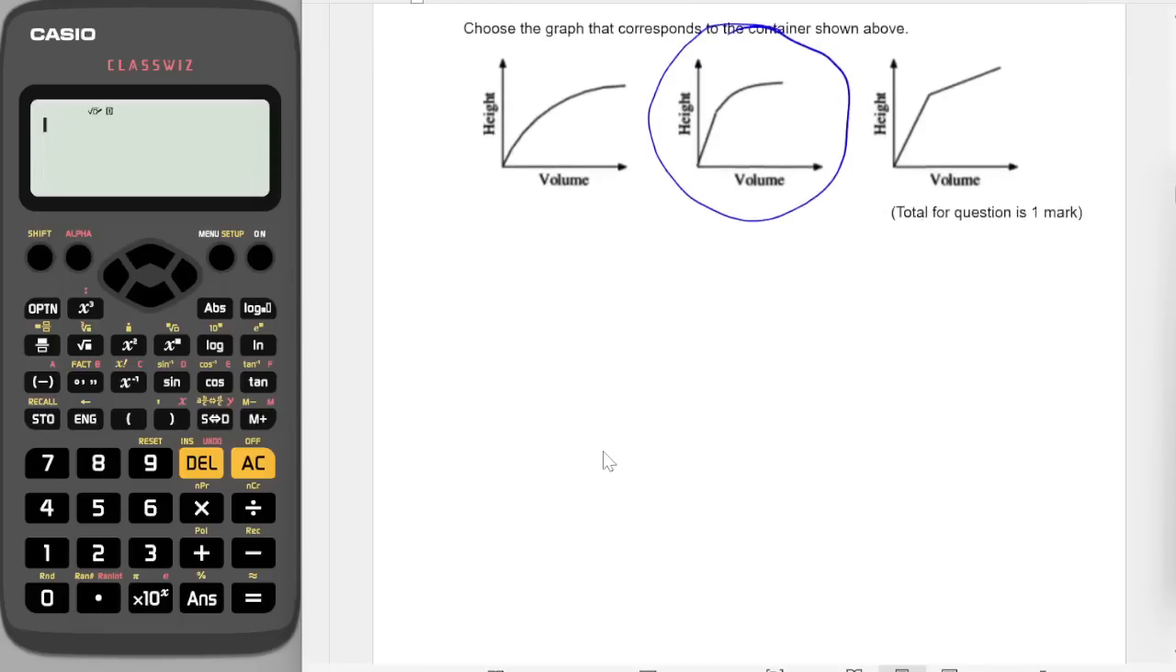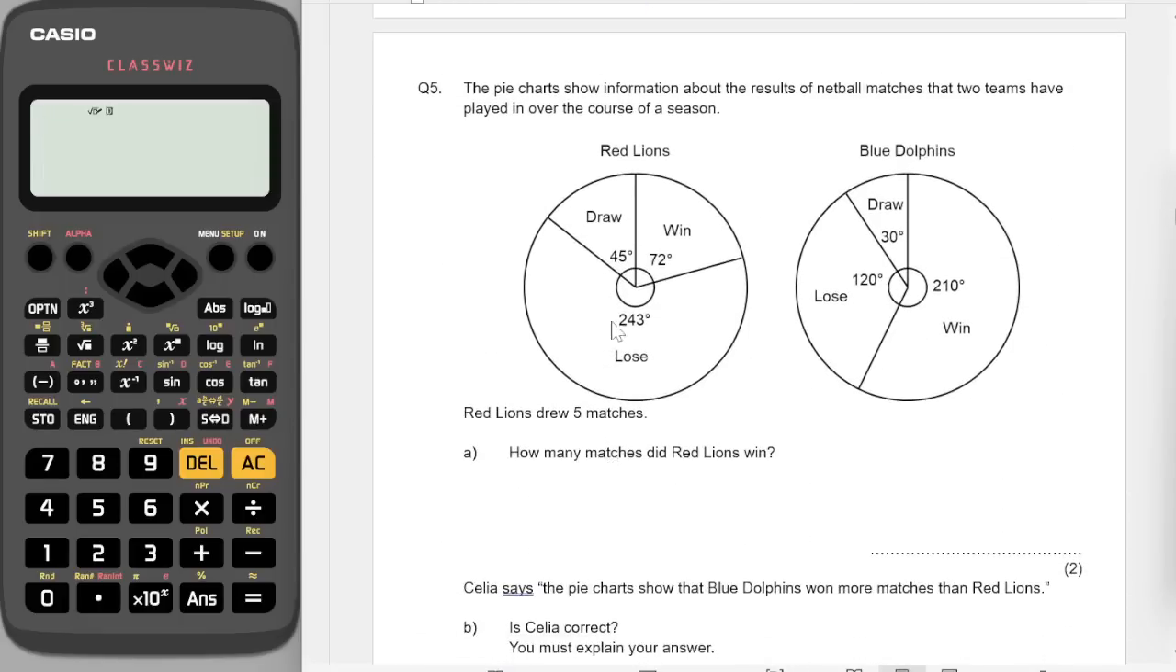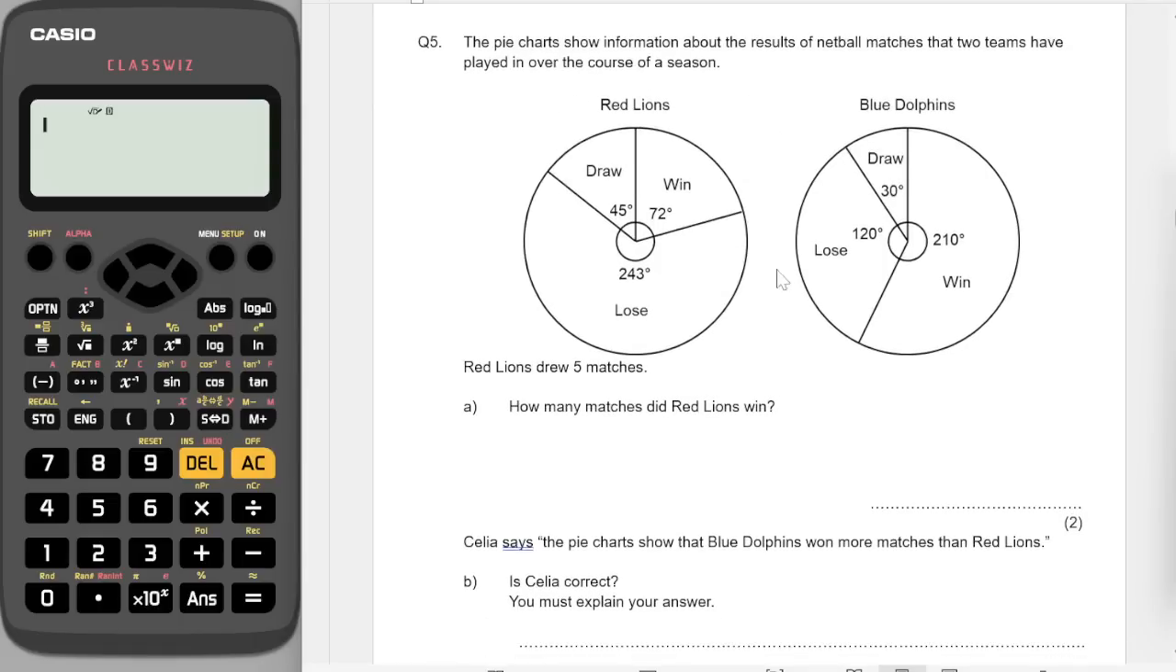Okay, question 5. The pie chart shows information about the results of netball matches that 2 teams have played over the course of a season. So we've got the Red Lions and the Blue Dolphins. The Red Lions drew 5 matches, so that tells us this section here represents 5 matches. How many did the Red Lions win? So we want to find out how many games 72 degrees would win.